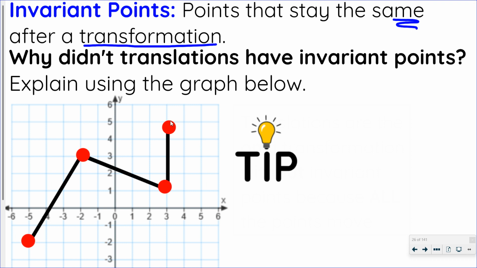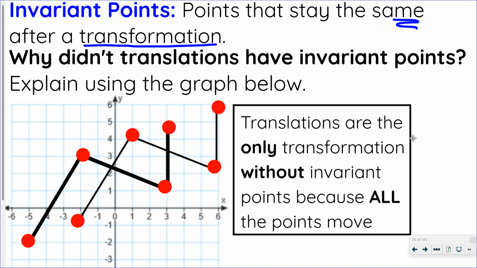If you look at this graph here, let's just look at some basic points. Let's say I were to do a translation of maybe up 1 and over 3 units to get this new graph. When you look at this graph, every single point has changed. That's why we don't talk about invariant points. In fact, translations are the only transformation without invariant points because all the points move.